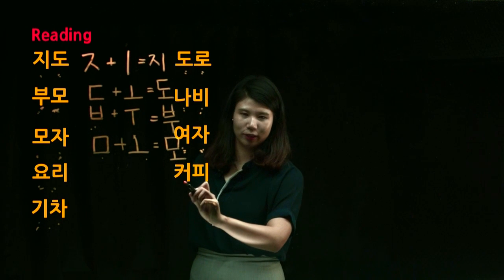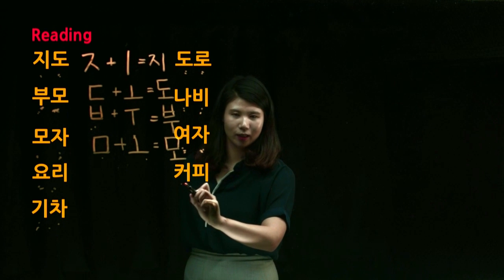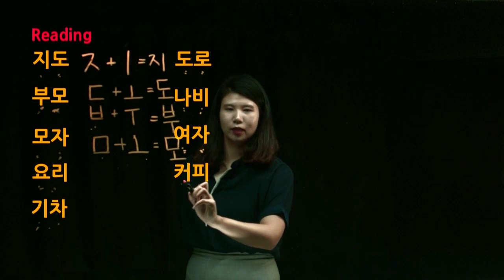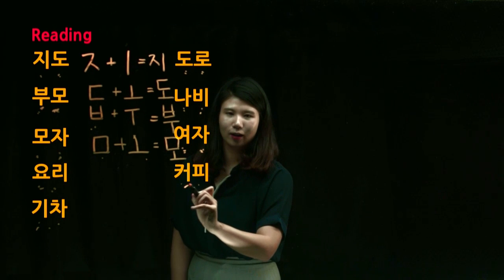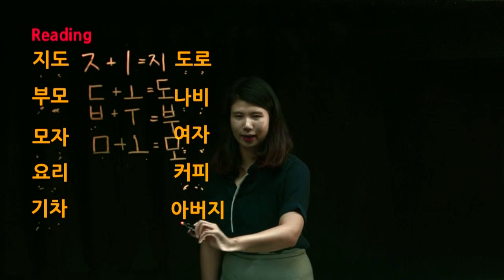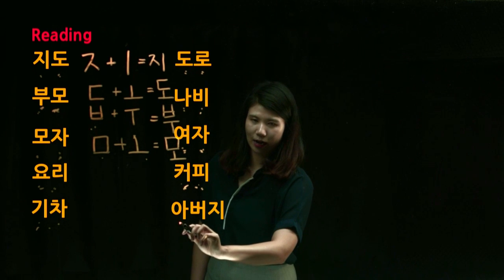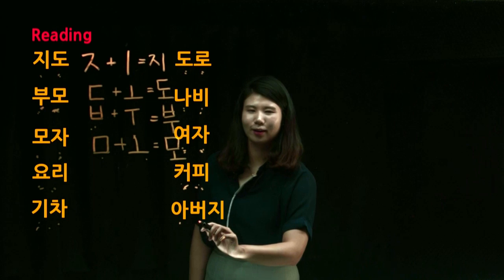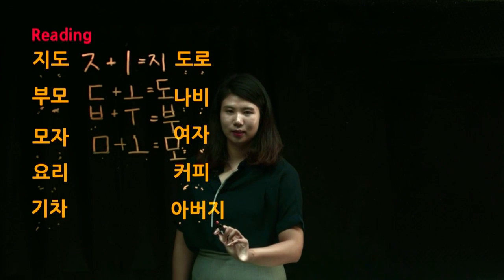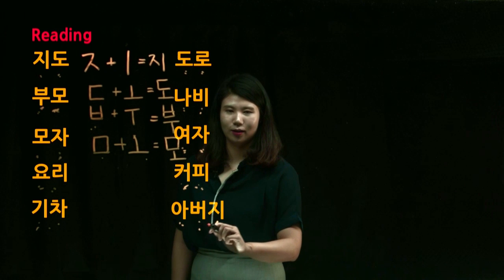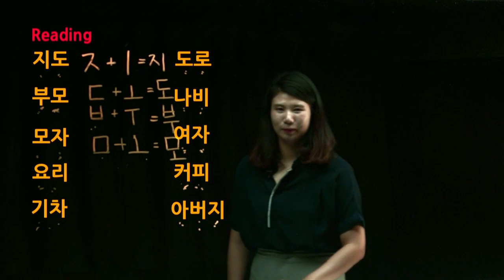Remember the aspiration. K, O, K, and P, and E, P. Together, K, P, K, P. Okay. A, and B, and last one, G. Together, A, B, G. Good job.